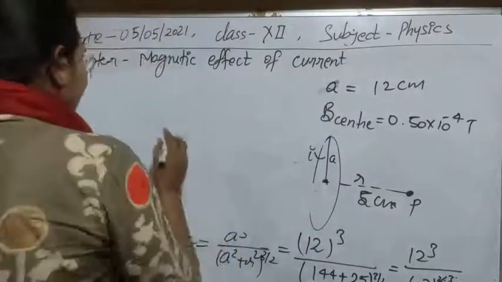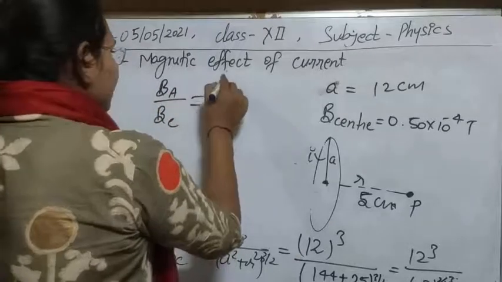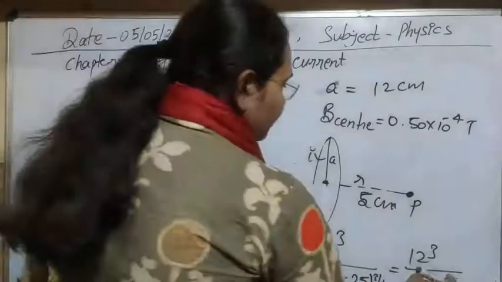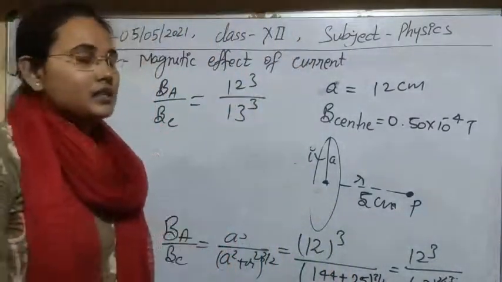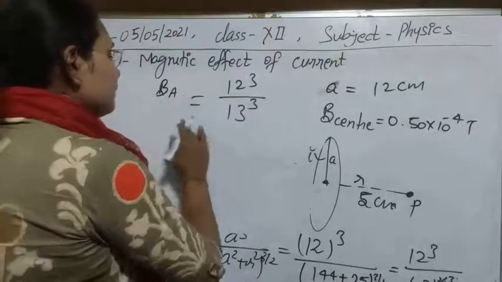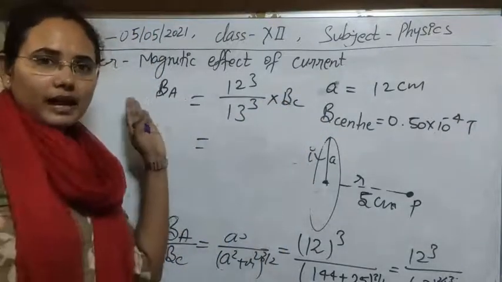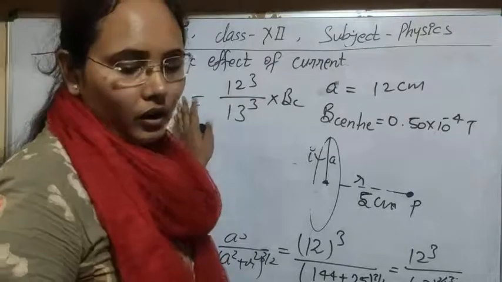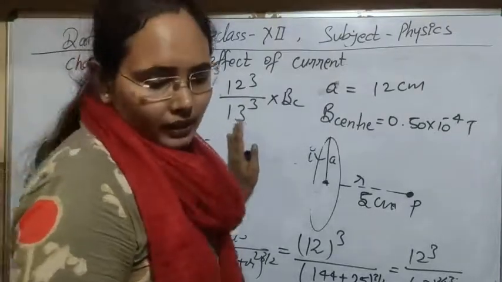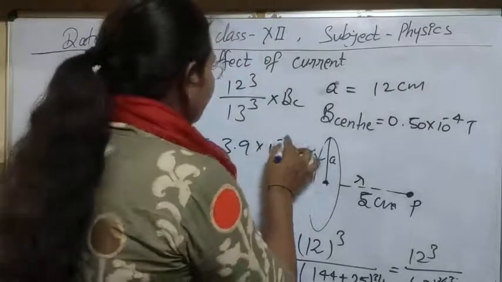So if we write that, then BA divided by BC is given by 12 cube to the 13 cube. Clear? From here and from here. Now you can easily solve these two, and if you multiply this center magnetic field to these two, we can find out what will be the final axial magnetic field without any knowledge of the current that we don't have. Clear?